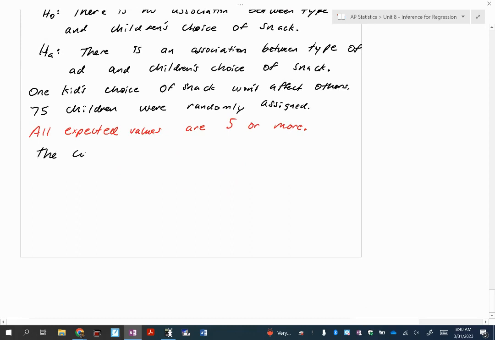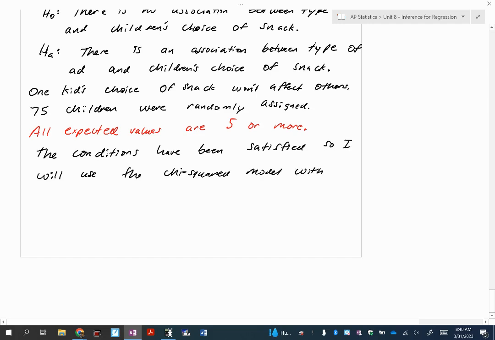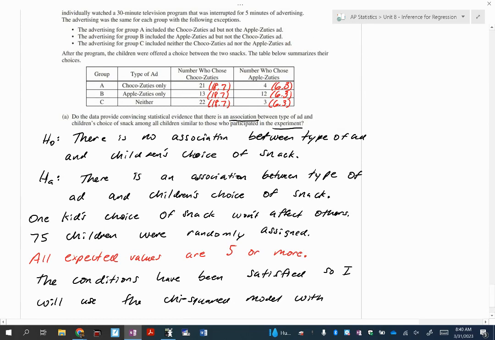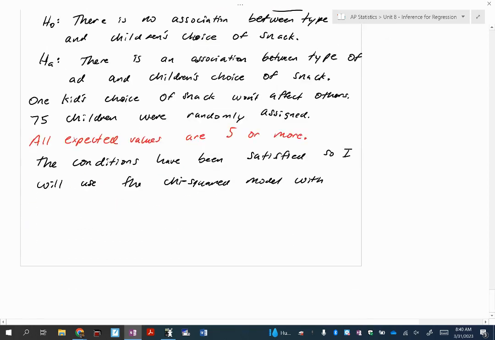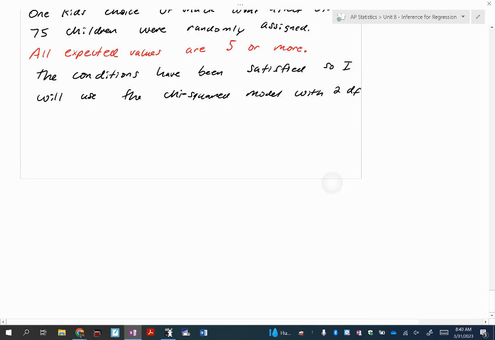So the conditions have been satisfied, so I will use the chi-squared model with, and you can do a quick calculation here for degrees of freedom. We said we had 3 rows and 2 columns. So that's going to be 3 minus 1 is 2, 2 minus 1 is 1. Multiply those, you get 2. So with 2 degrees of freedom to run a test of independence.